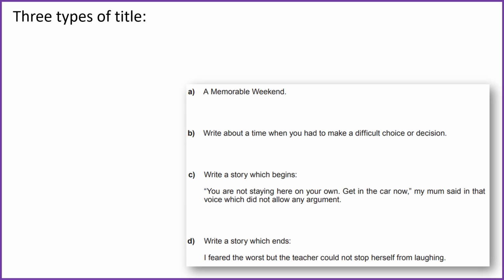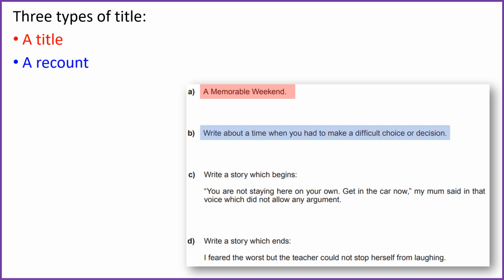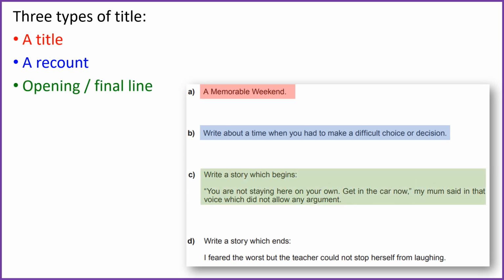Here's a set of title prompts from a past paper. You can expect that there will be a prompt which will be a title, another which will be a recount, i.e. an event that's happened to you in the past. There will be a task where you are given either the first or final line of your story. And then there will be a fourth task, which will be either another title, recount, or opening, closing line. In this case, it's one where you are given the final line.